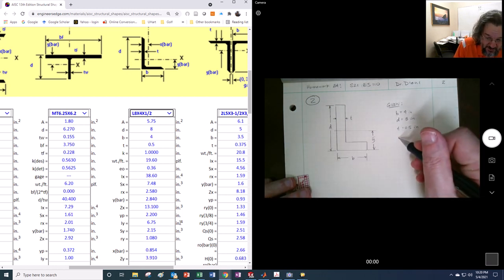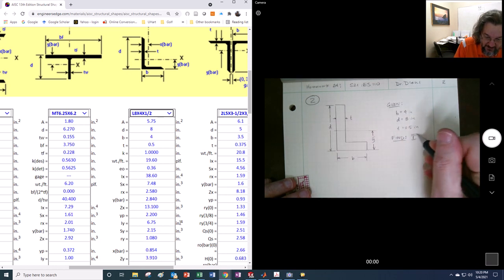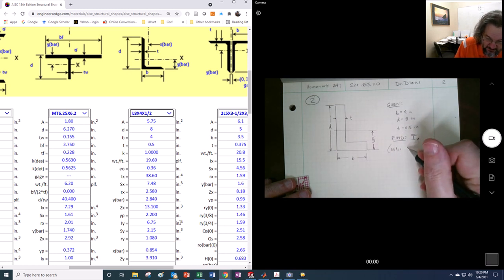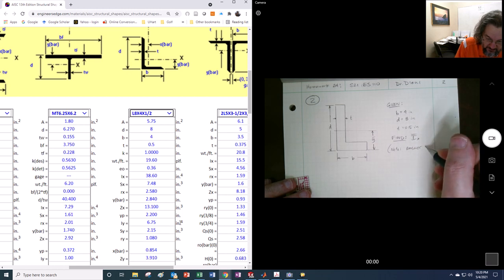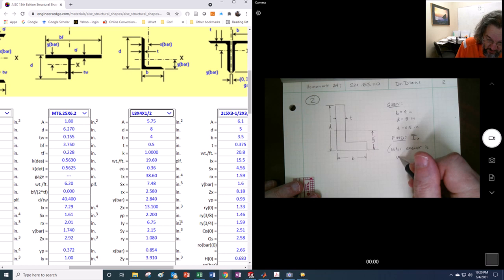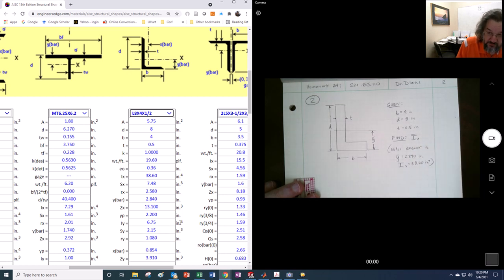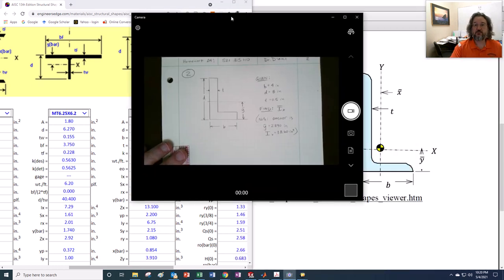And let's also note that we're going to find this right here. Note the answer: Y bar is equal to 2.840 inches, and Ix is 38.60 inches to the fourth. Right? So let's check them out.